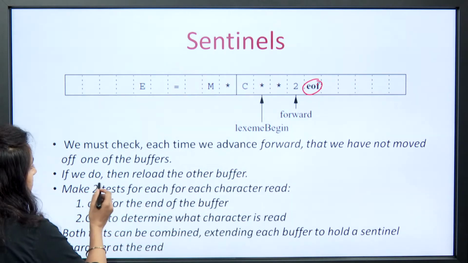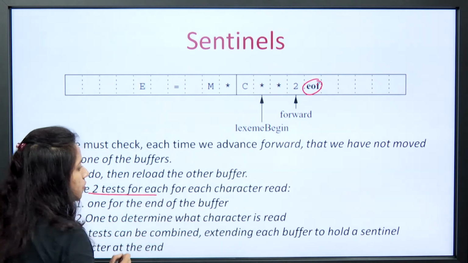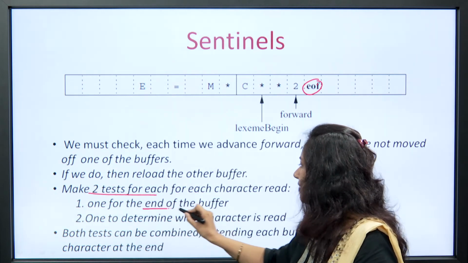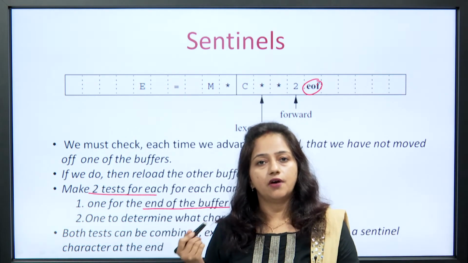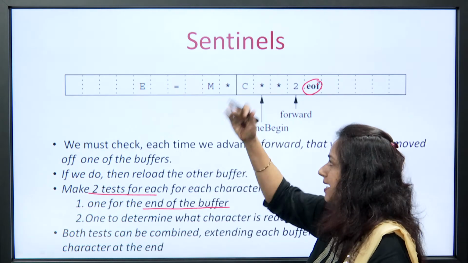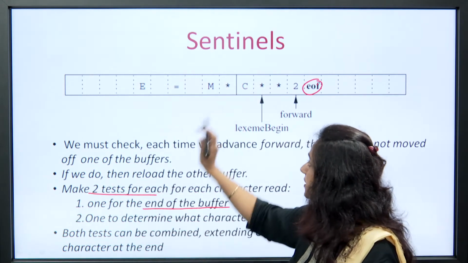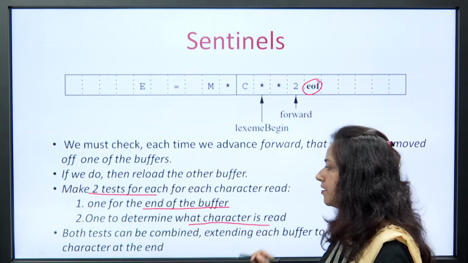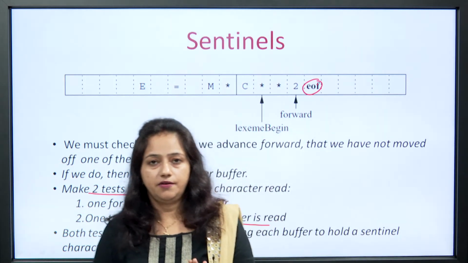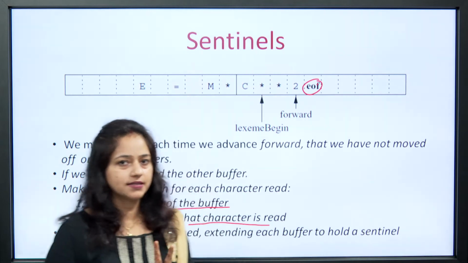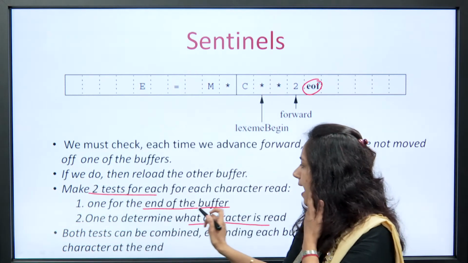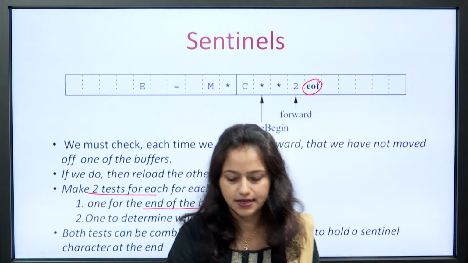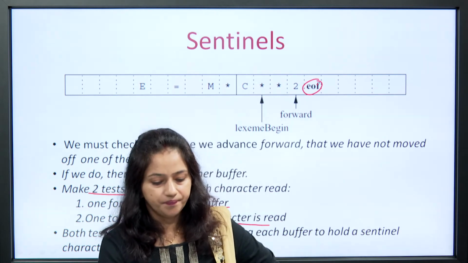Now, here we have to make two tests. What are the two tests? One is for the end of the buffer: we want to know whether we are at the end of the buffer, so that the second buffer can be loaded, or so that we do not go beyond the cell. The other is to determine what character is read. So, in this first scheme we perform two tests: one to know whether it is the end of the buffer, and second to know which character we are reading.